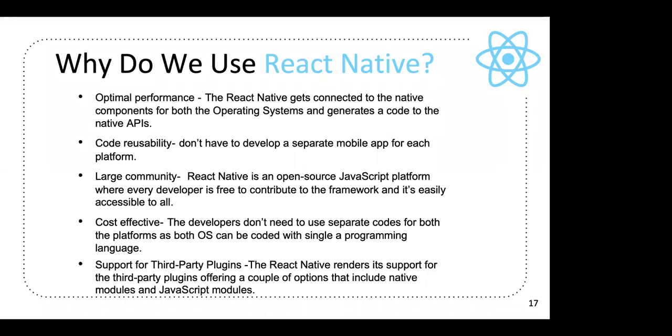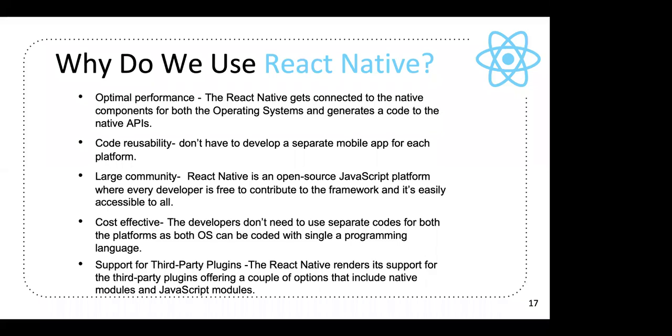And as an example, when it comes to the large community, what will we get? That means once we are developing an application and we are stuck in some place, we can get community help to solve that problem. So this is very cost effective because we are handling a single code base rather than writing two different source codes for Android and iOS.